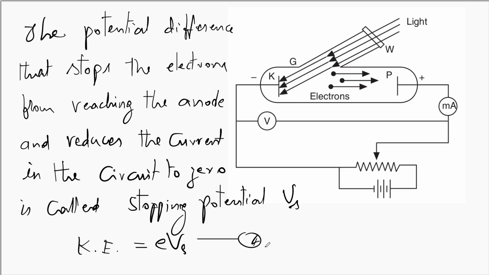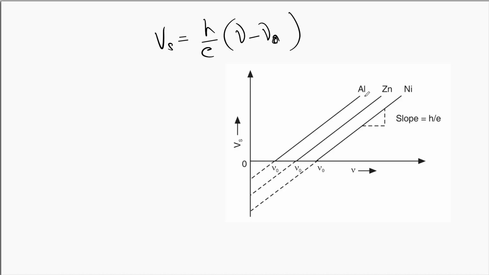From the previous expressions 2, 3 and 4, one can write the stopping potential as h by e into (nu minus nu 0), where nu 0 is the frequency corresponding to the work function. This relation shows that the stopping potential, and hence the kinetic energy, varies linearly with the frequency of the incident radiation.